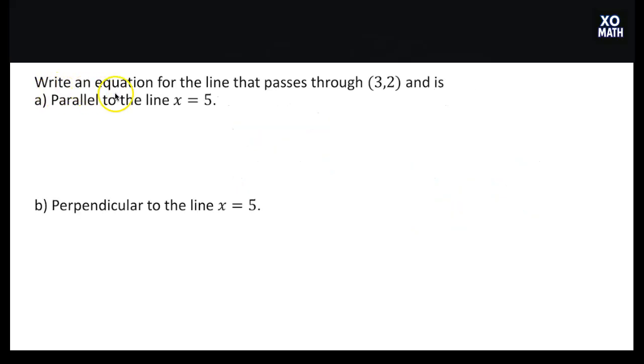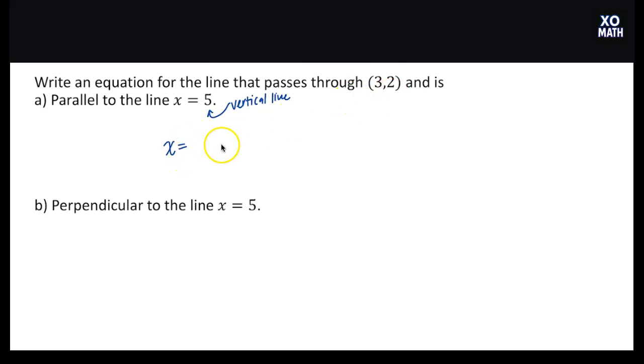In this example, I want to write an equation for the line that passes through the point (3, 2) and is, in part A, parallel to the line x equals 5. So this one we're going to treat a little bit differently. Let's remember that the line x equals 5 is a vertical line. And so if we want to create a line that is parallel to a vertical line, it must also be vertical. So our equation is going to have to look like x equals a number as well.